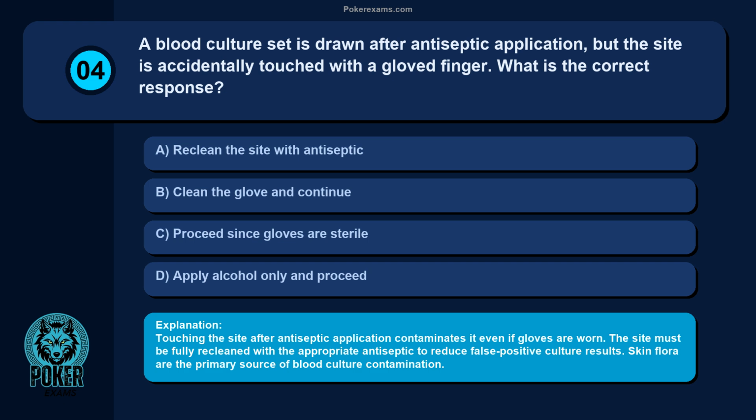Touching the site after antiseptic application contaminates it even if gloves are worn. The site must be fully recleaned with the appropriate antiseptic to reduce false positive culture results. Skin flora are the primary source of blood culture contamination.